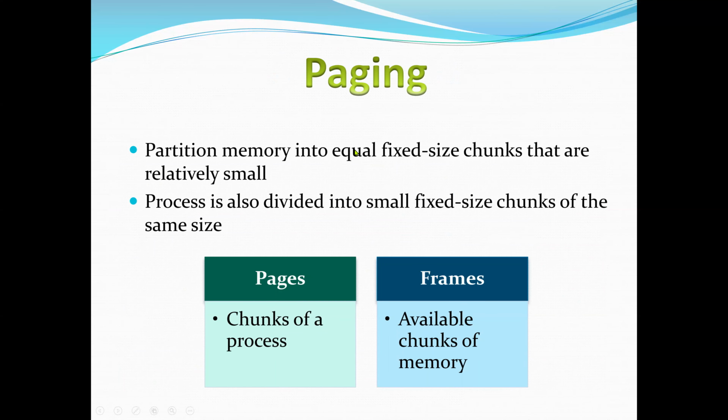So next we go to paging. Again, this is simple paging, a little bit different from virtual paging. Here we partition memory into equal fixed-size chunks that are relatively small. The process is also divided into small fixed-size chunks of the same size. Pages are the chunks of a process, and frames are the available chunks of memory.